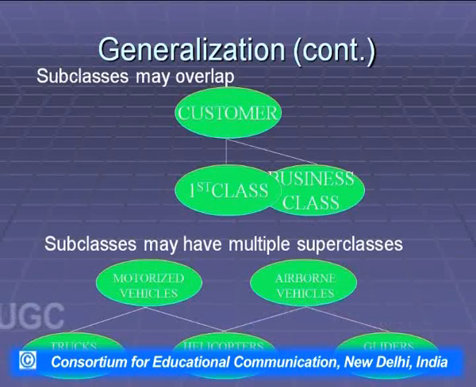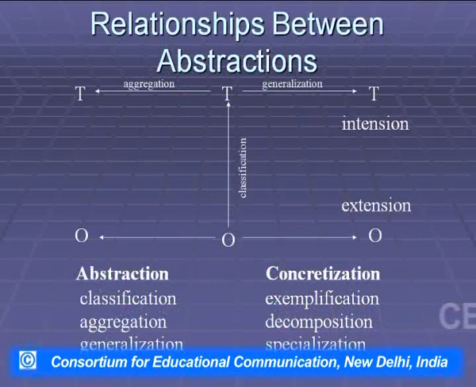Subclasses may have multiple superclasses also. Like here you can see the motorized vehicle. It could be a truck, it could be a helicopter also. The airborne vehicles could be helicopters, they could be gliders. Now, relationship between abstractions. You can see here the aggregation, the generalization, intension, classification and extension. Here the abstractions are classification, aggregation, generalization, and in the other direction, exemplification, decomposition, specialization.